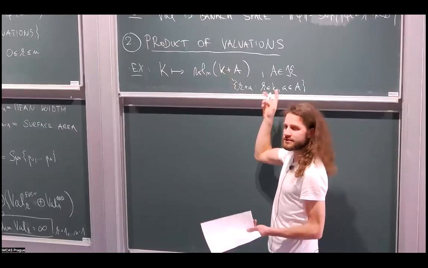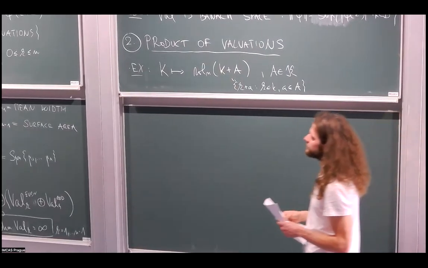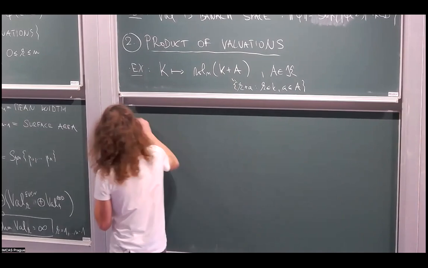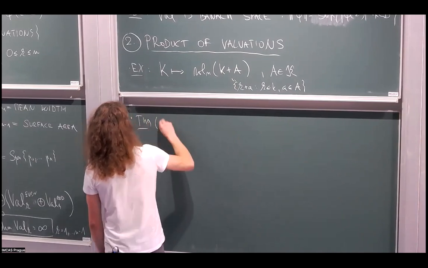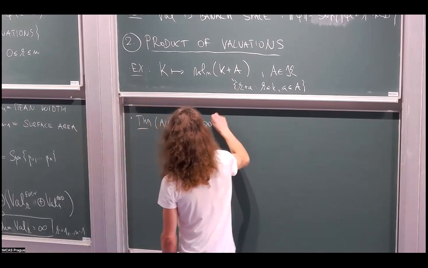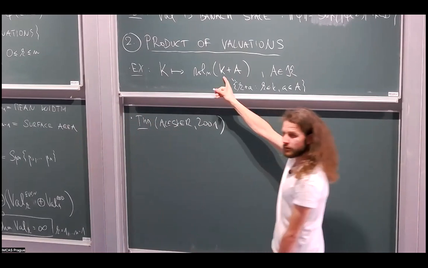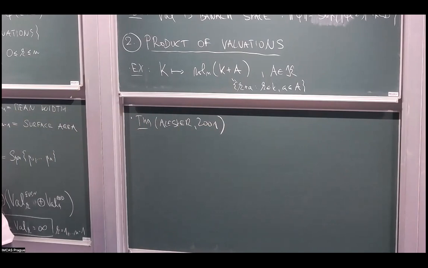I agree it's not obvious from the definition, but you can believe me, it's an easy, classical exercise that those are examples of valuations. And now what Alesker showed, and this was really the start of the story, in 2001, is that those valuations span a dense subset in our space.